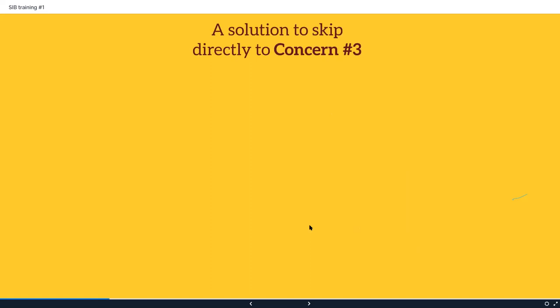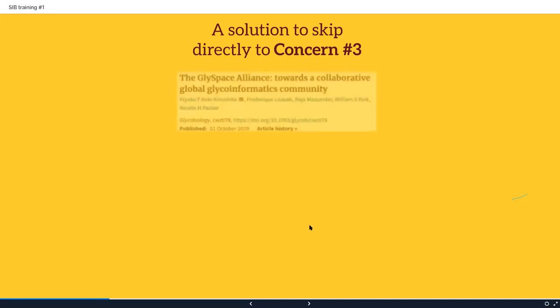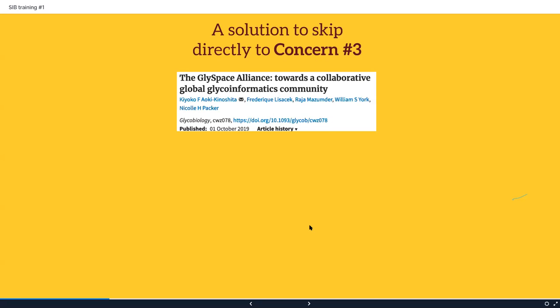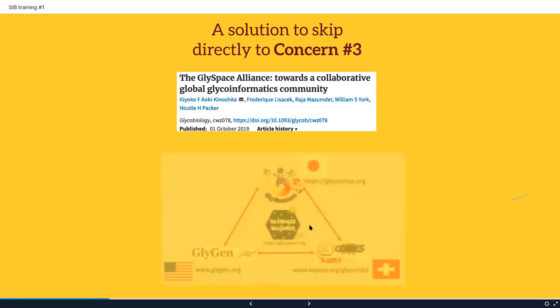This is why we are trying with a number of people to go directly to concern number three, which is really the heart of the matter of what we're doing and being interested in biology and glycobiology. And we formed that GlySpace Alliance with a Japanese group, our group in Switzerland, and an American group under the supervision of Nikki Packer, who is in Australia.